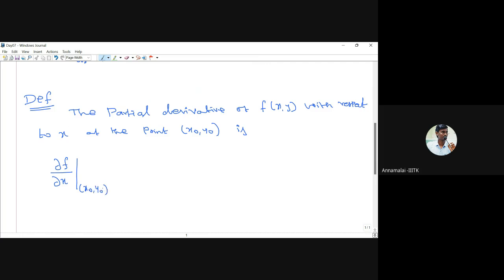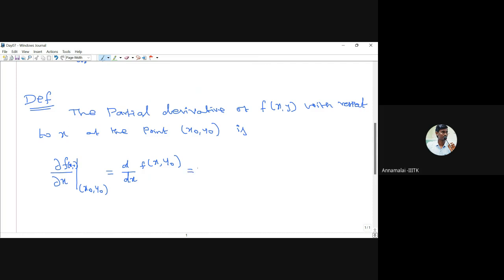So here we have to treat y as a constant. Therefore, you directly substitute the value y equal to y naught, and then do the usual differentiation with respect to x, d by dx of f(x, y naught). Here we start with f(x, y), and we treat y as a constant. Therefore, you substitute y equal to y naught. Now we get a function of one variable, namely x. Now it is nothing but an ordinary derivative.